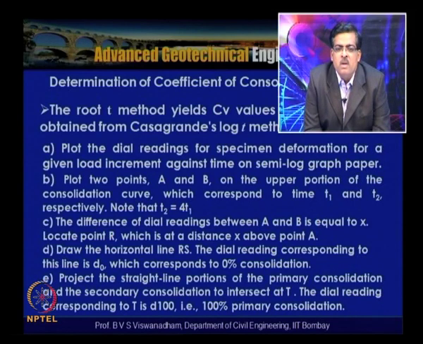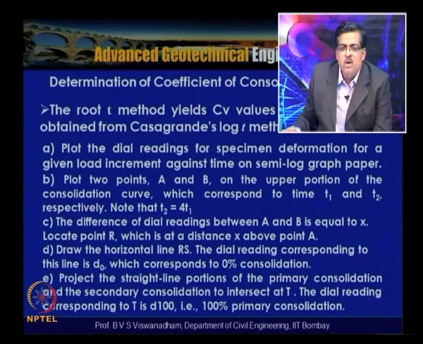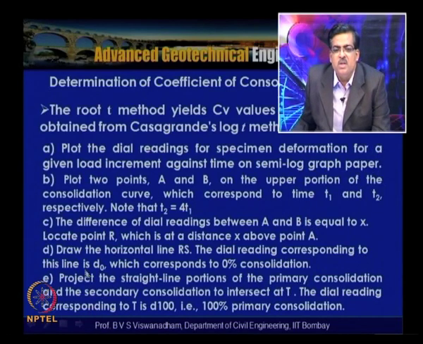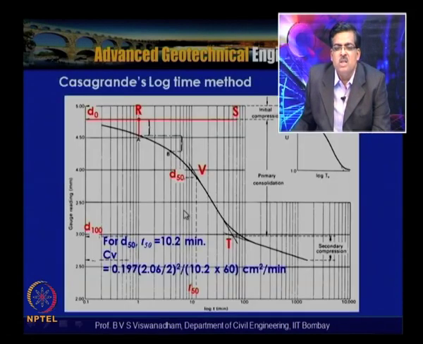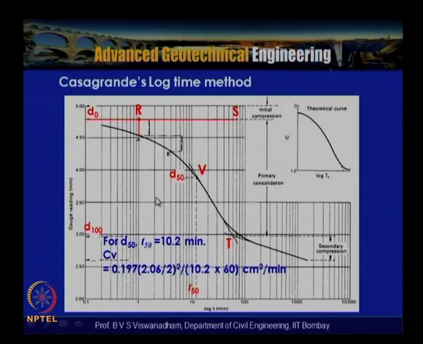Now what we need to do is plot two points A and B on the upper portion of the consolidation curve, which correspond to times T1 and T2 respectively. Note that T2 is equal to 4T1. So we have to plot two points on the consolidation curve, with dial gauge readings on the y axis and the logarithm of time in minutes on the x axis.